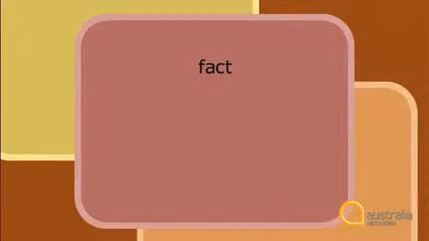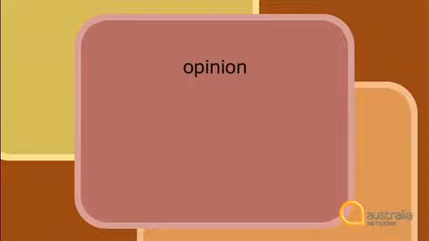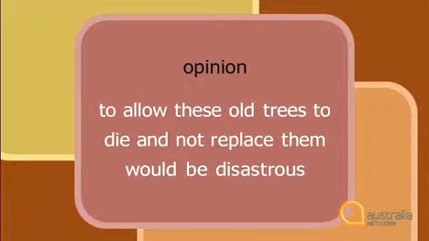should be replanted. John is discussing the problems of old trees in Melbourne. He begins with a statement of fact. People enjoy trees for their size, variety, colour and form. He follows this statement with an opinion. To allow these old trees to die and not replace them would be disastrous.